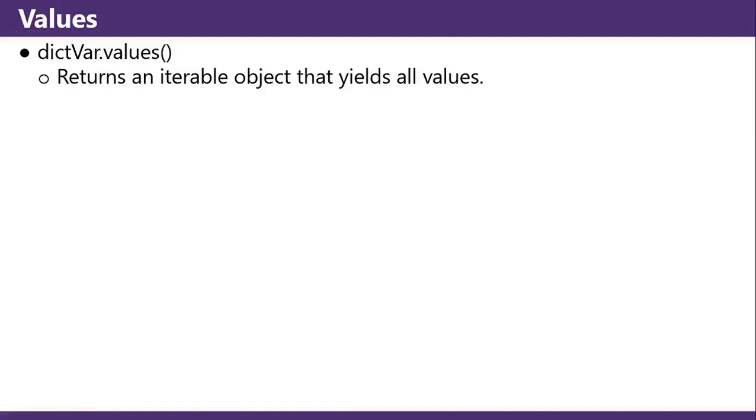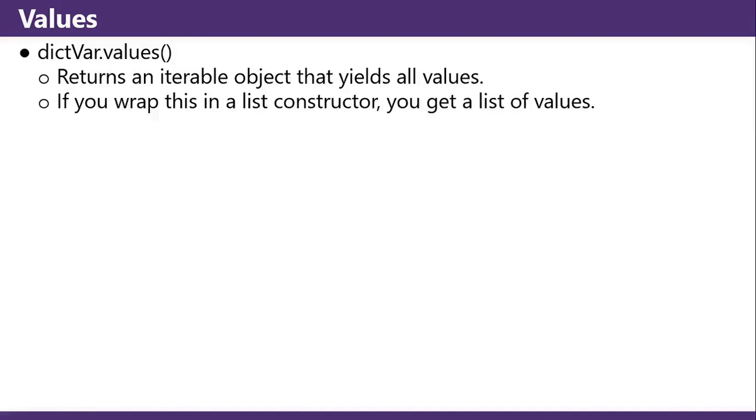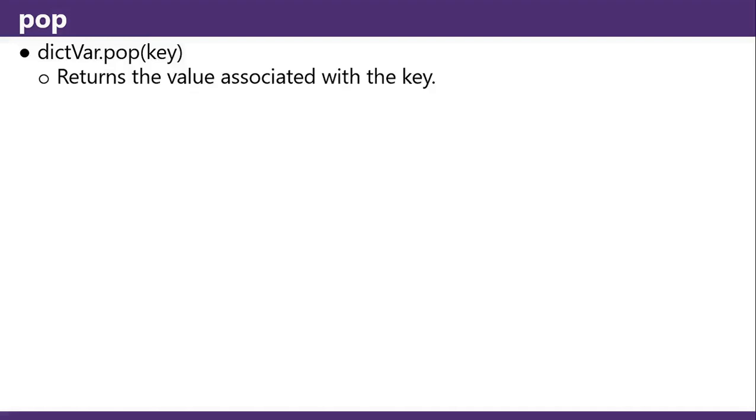Values. dictvar.values() returns an iterable object that yields all values. If you wrap this in a list constructor, you get a list of values. Example, the dict a to 1, b to 2, values, wrap that in the list constructor, you get 1, 2, the list. Pop. dictvar.pop(key) returns the value associated with the key and removes the associated key value pair.